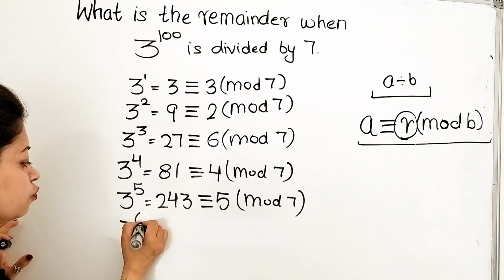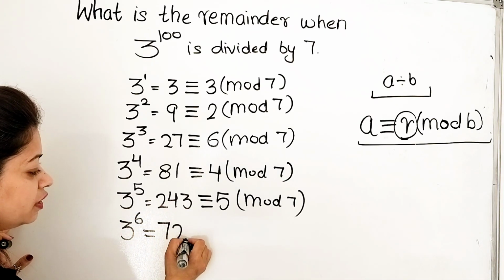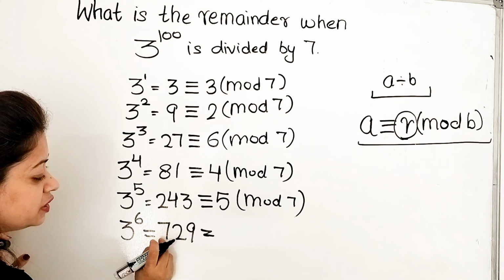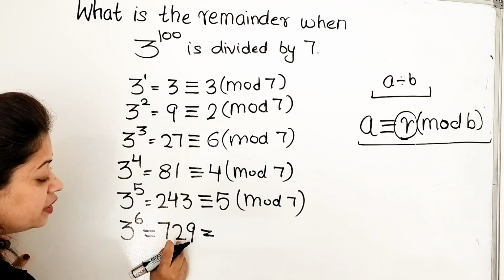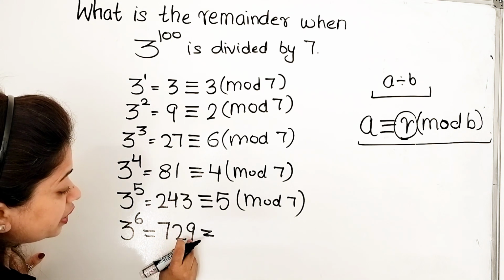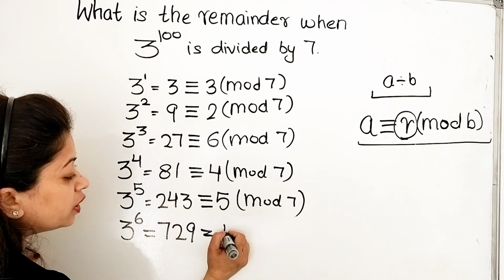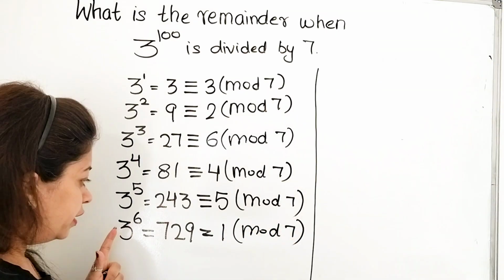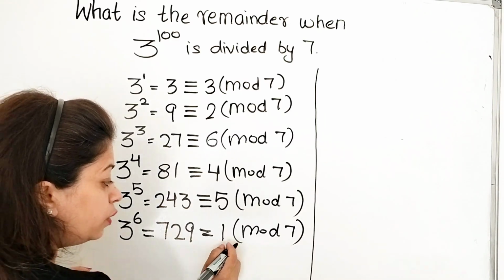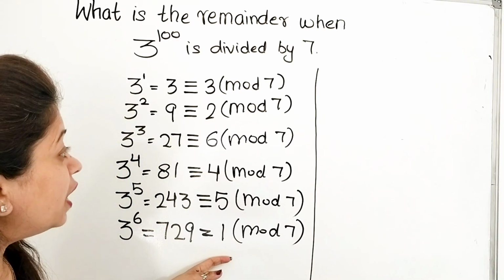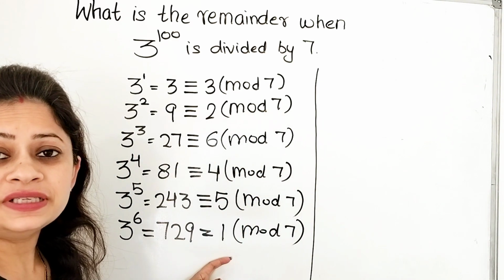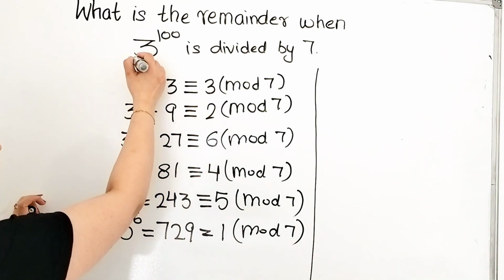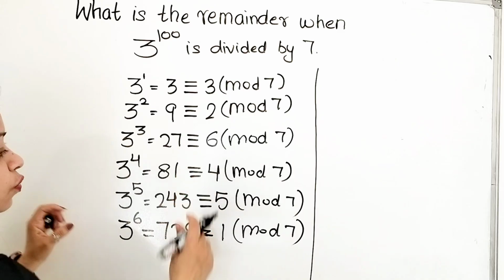Okay, now 3 raised to power 6 is 729. Now you divide this with 7. 7 ones are 7, right? 0. And then you have 2, and then 9, 28, and then you get 1. So this is 1 mod 7. Okay. Now when you get 1, it is actually after this, in 3 raised to power 7 you will start getting 3 as remainder. Why? Because 3 raised to power 0 is 1 and you got 1 already.